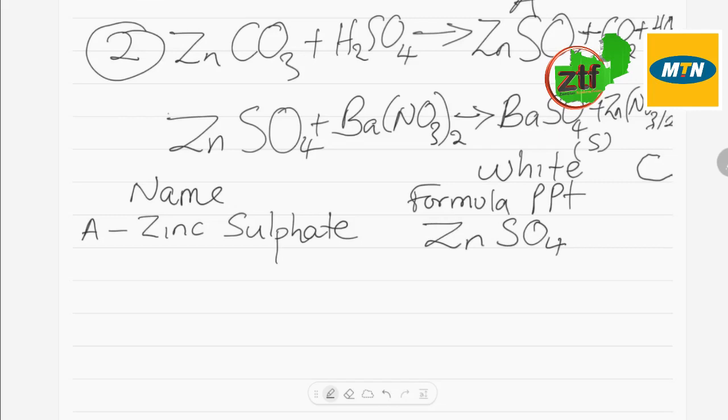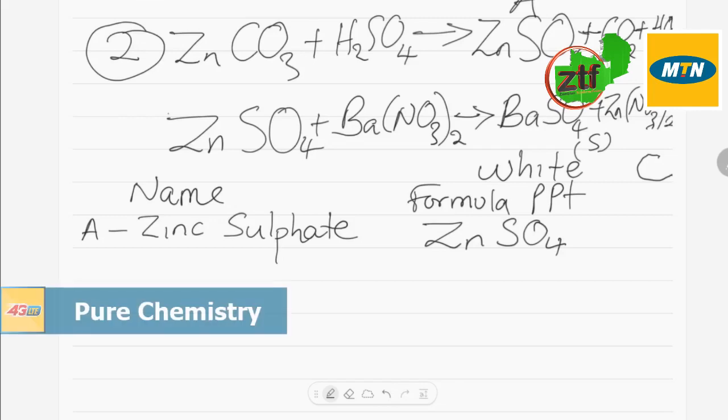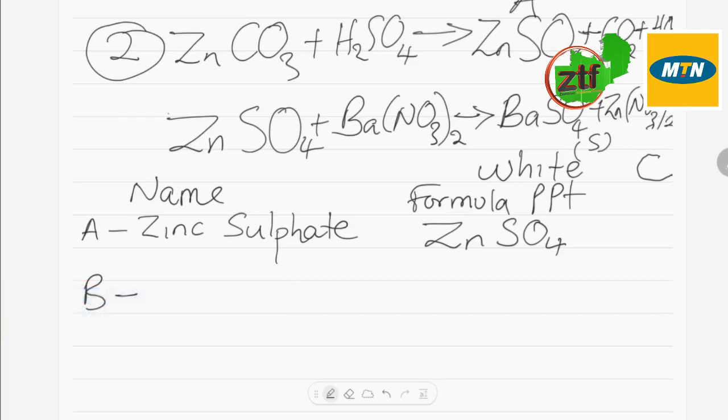Remember, the zinc, sulfur, and oxygen should all be the same size. Don't write capital Z and small s. They are different elements, so they should have the same size when writing the formula. Number B. We realize that B is the white precipitate. In this case, the white precipitate is barium sulfate.